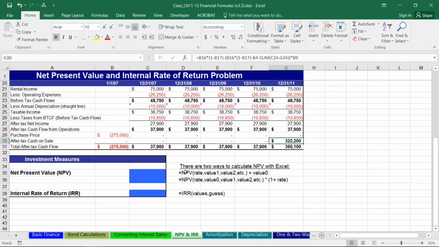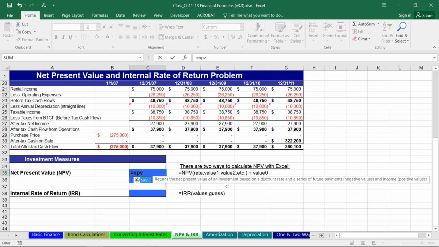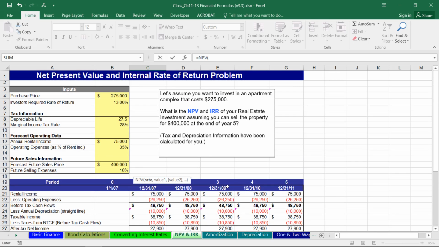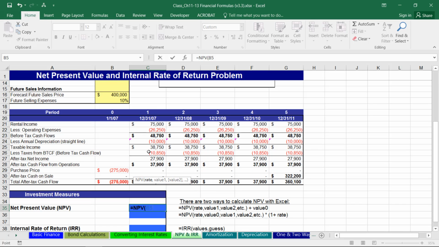Okay, now let's go take the net present value. There are 2 ways to do that. I can take the net present value times the rate minus each of the values and then add on the value in period 0. Or I can take the rate and all the values times 1 plus the rate. Go ahead and figure the first one. Okay, let's try this together. So equals net present value, and it wants the rate. Where do I find the rate? That's up here. It's our cost of capital, or the required rate of return.